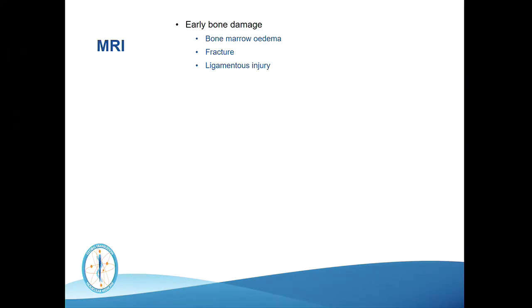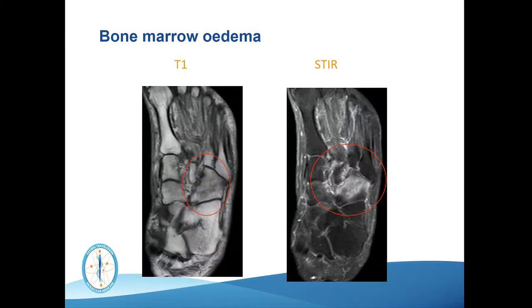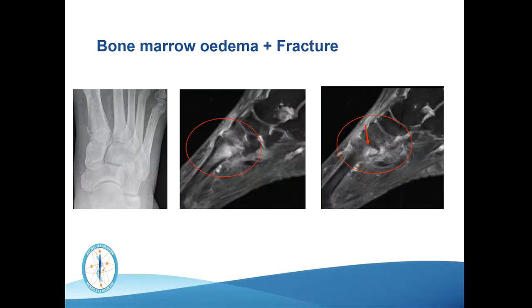MRI, as I said, is more commonly used really in many centres, and the literature does support the use of MRI as well. And again, you can look for the early bone damage, looking for bone marrow edema, fracture and ligamentous injury. So this is an example of bone marrow edema. We can see abnormal high signal on the STIR images.